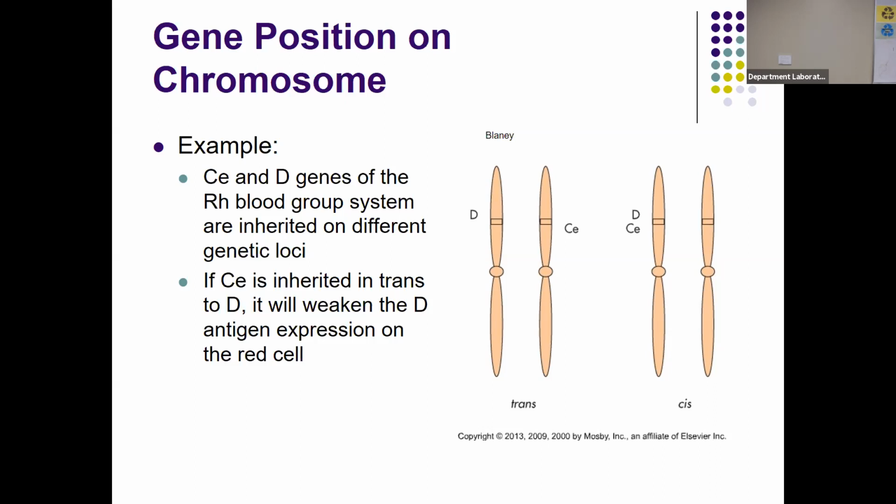When this happens, your trans location will give you a weaker antigenic expression. If your D, C, and E antigens are on the same chromosome, this will give us a stronger reaction. When we start grading our reactions, you'll understand. The weaker the antigenic expression, the weaker the reactions we will have in blood bank. So when it's trans, located on the alleles like this, it will give us weaker reactions because the antigen is expressed weaker.